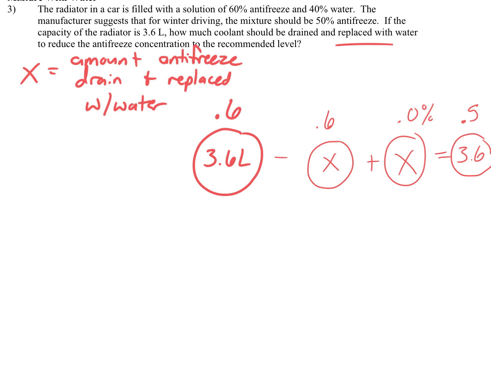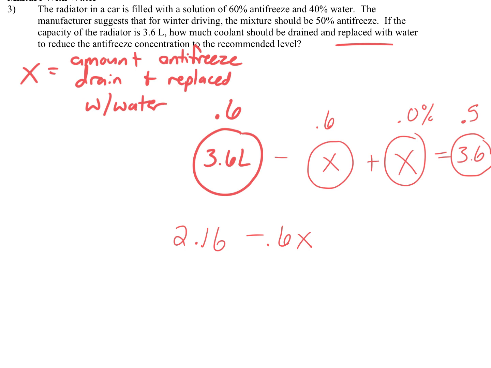So if we write the equation, 0.6 times 3.6. You got a calculator? 3.6 times 0.6. 2.16. It's 2.16. And then it's minus 0.6x.